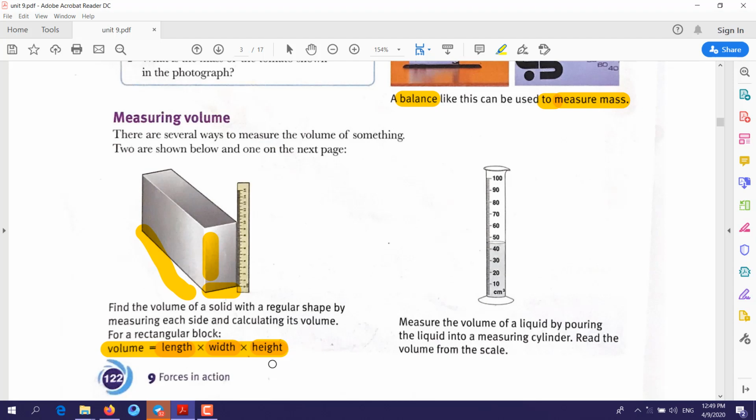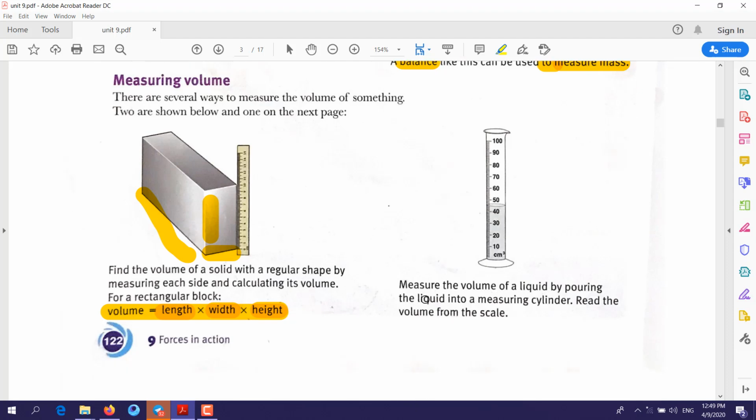But sometimes you'll have an object that has an irregular shape. What does that mean? It means this shape doesn't have length, width, and height. We don't know which one is width, which one is height, which one is length. So in this case, we will use a measuring cylinder. We measure the volume of a liquid by pouring the liquid into a measuring cylinder and reading the volume from the scale.